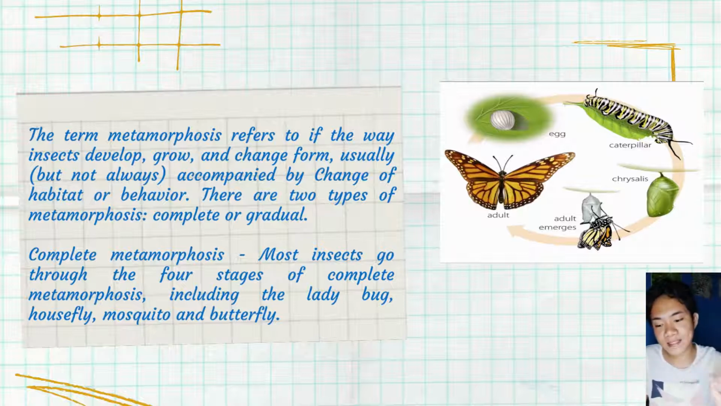There are two types of metamorphosis. First is complete metamorphosis, and second is gradual metamorphosis. Complete metamorphosis: most insects go through the 4 stages of complete metamorphosis, including the ladybug, housefly, mosquito, and butterfly.